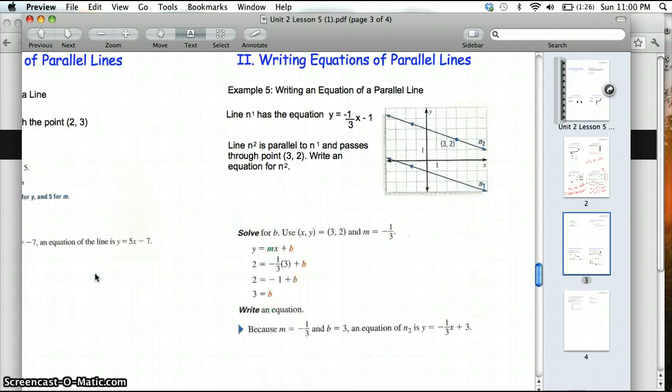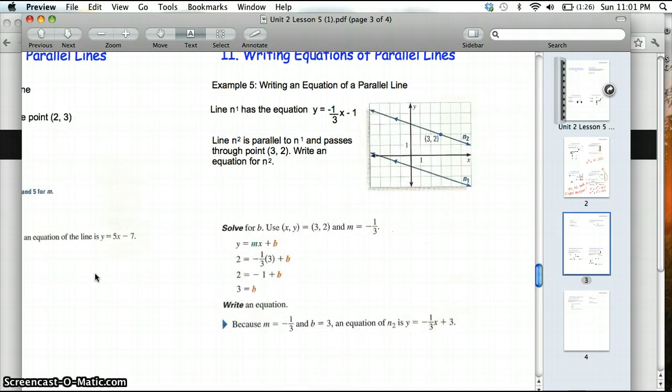So over here, we've got example number 5. It says writing an equation of a parallel line. So line N1 has the equation y equals a negative 1/3 x minus 1. Now line N2 is parallel to line N1 and passes through the point (3, 2). So write an equation. Now, if N2 is parallel to N1, we know that the slope of N2 has to be a negative 1/3 because both of those lines are parallel, which means that their slopes are the same.